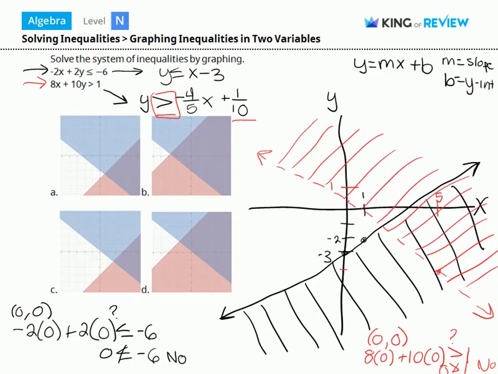The area where the shaded regions of the two inequalities overlap is the solution. So letter C is correct.